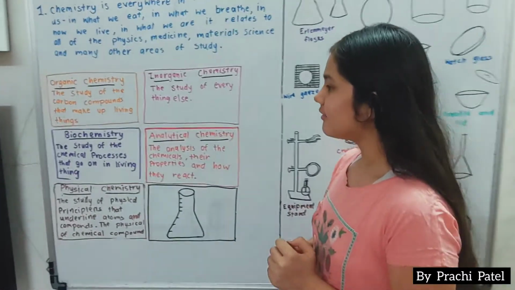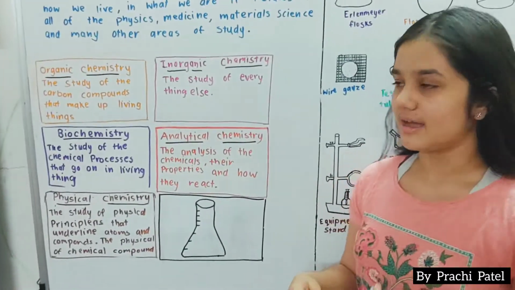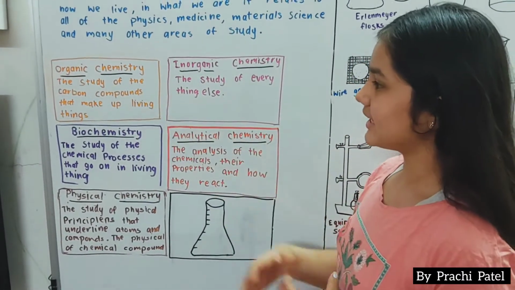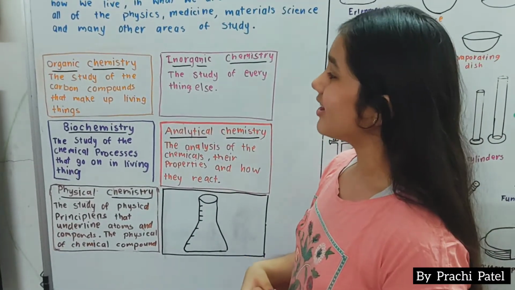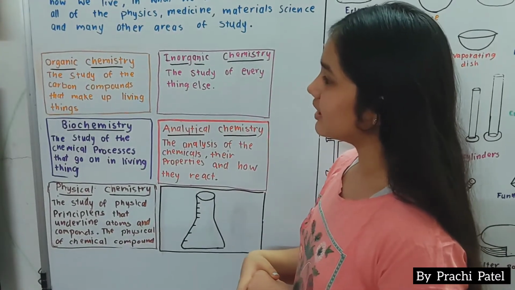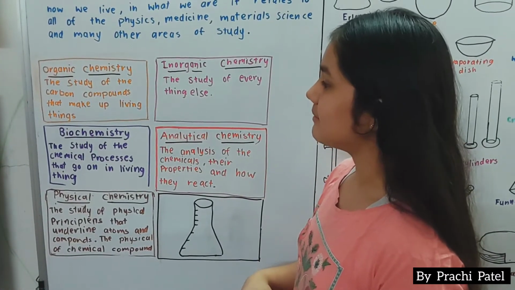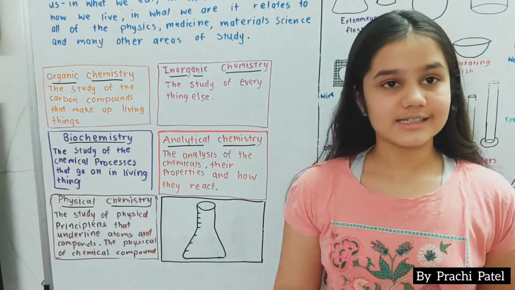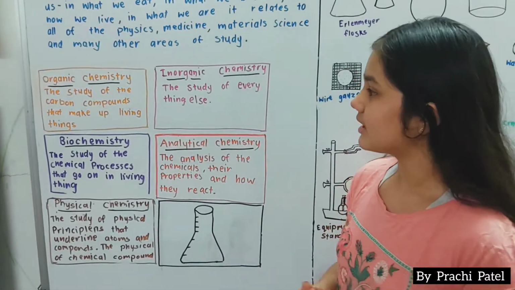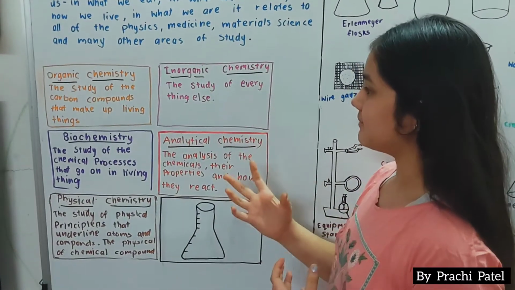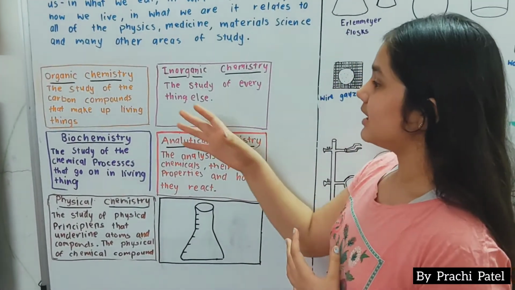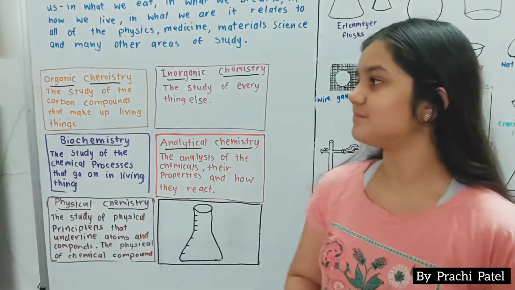Now, there are some types of chemistry. Let me explain briefly. Organic chemistry: the study of carbon compounds, which are made up of living things and contain carbon. And inorganic chemistry: the study of everything else, meaning it doesn't contain carbon.